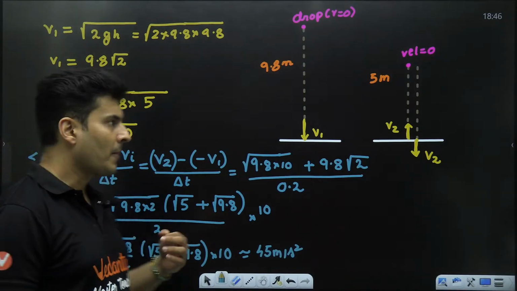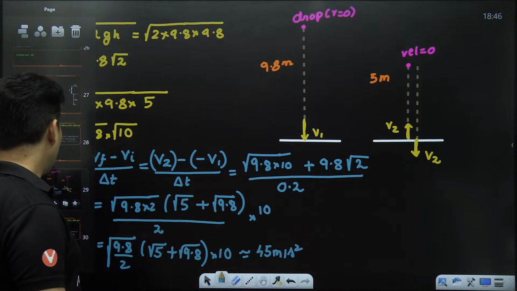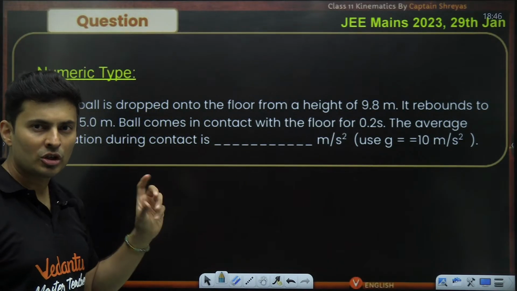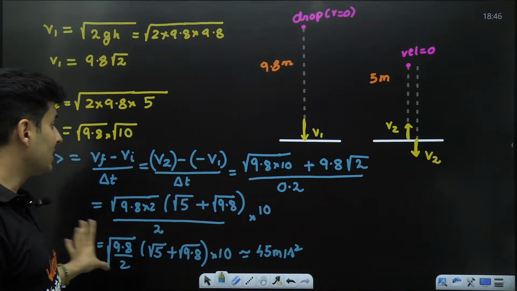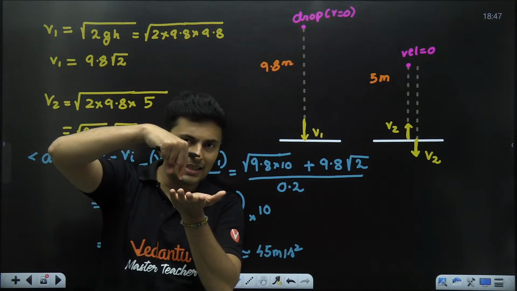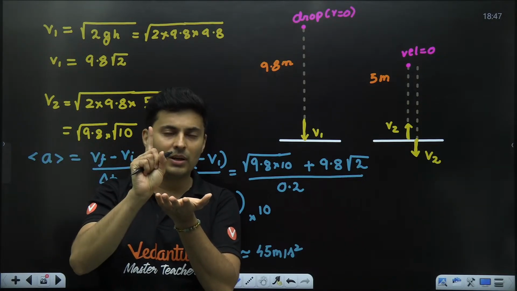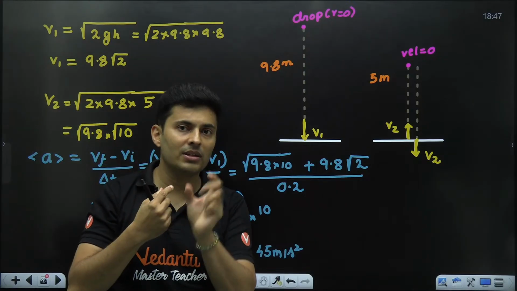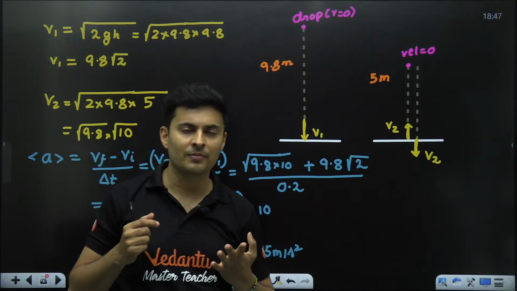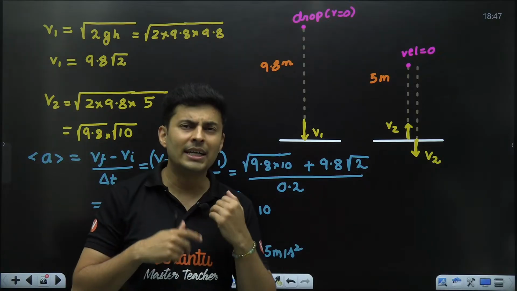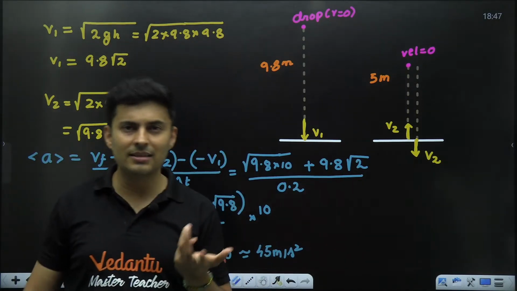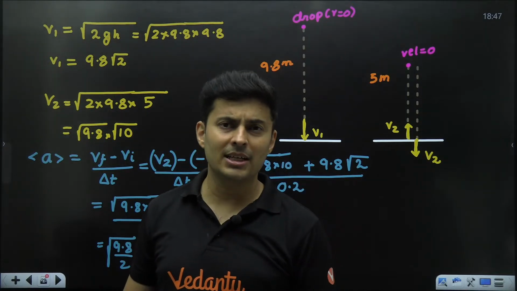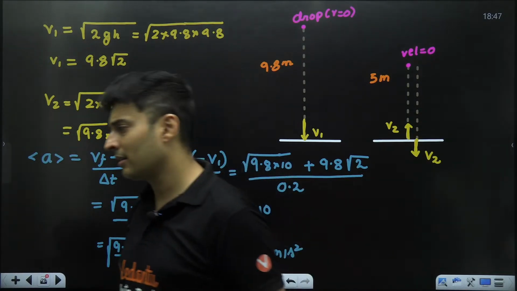Why are they asking? This is a very important question. The ball is in contact with the floor for some time. So during that time, what is the average acceleration? This is crucial. When it touches, it has some velocity. When it leaves, it has some new velocity. So during that contact, it has changed the velocity. If it has changed the velocity in a time interval, it has some acceleration. Because 0.2 seconds is a decent amount of time, it can't be instantaneous. That is the reason why we are trying to find average acceleration. From average acceleration, you can find average force and so many other things.